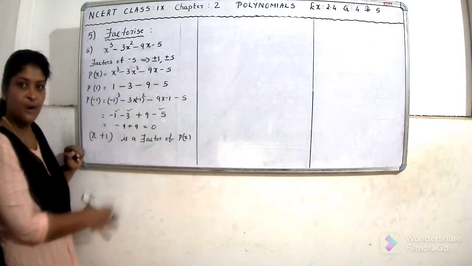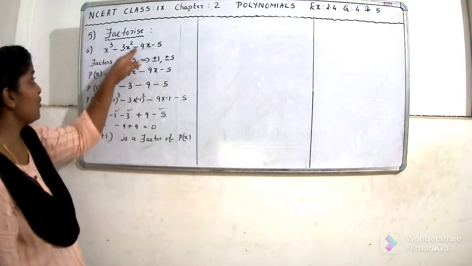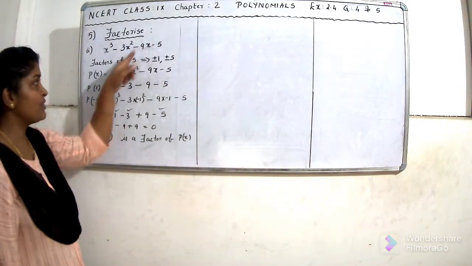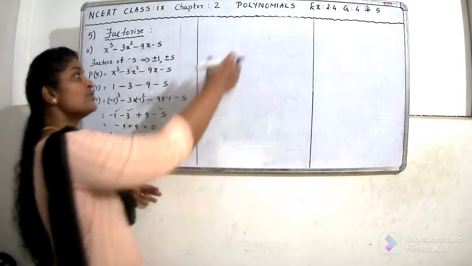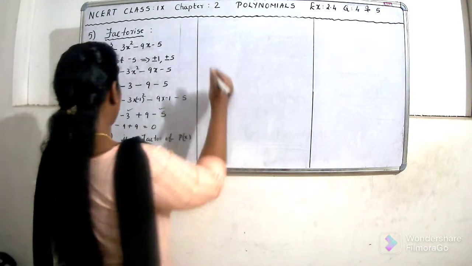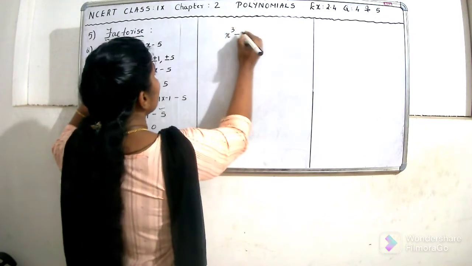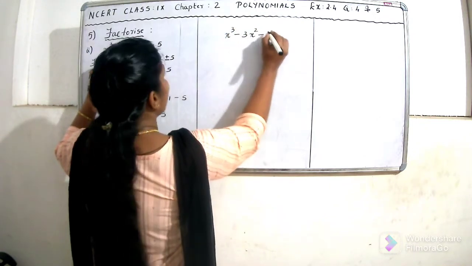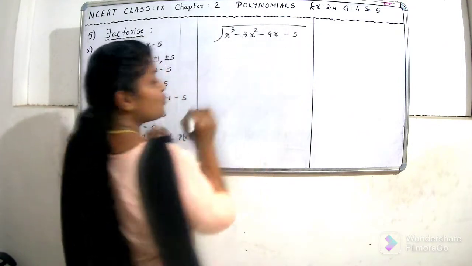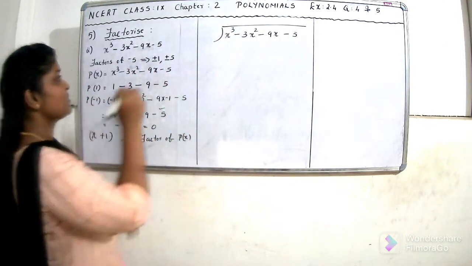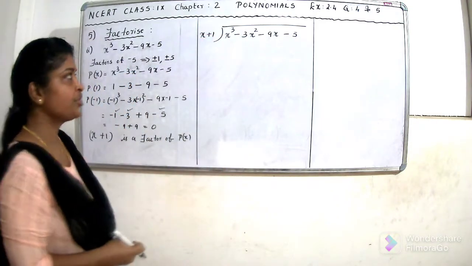P of x, first part is over. Now we have to find the other factor. For that we have to divide. Once we got one factor, after division we will get the other factor also. So the division process is done here. x cube minus 3x square minus 9x minus 5, which we have to divide by x plus 1. Now we are doing the long division method.